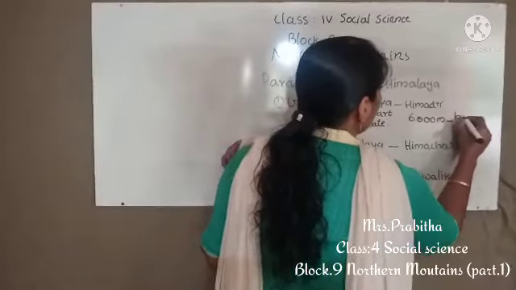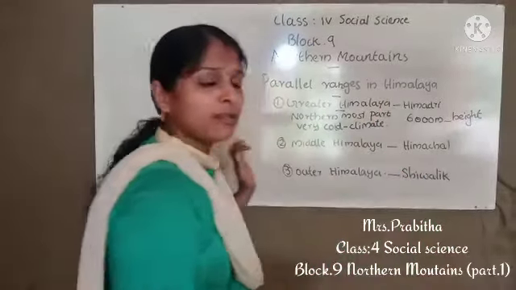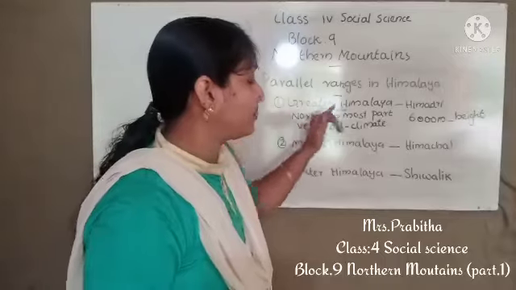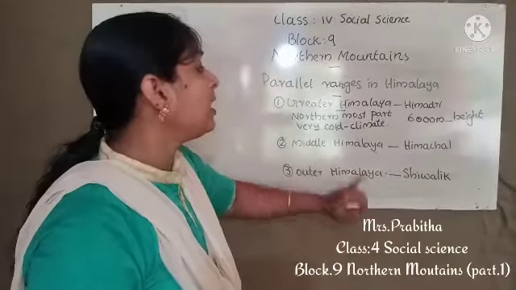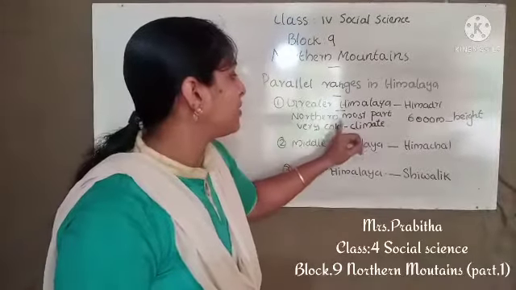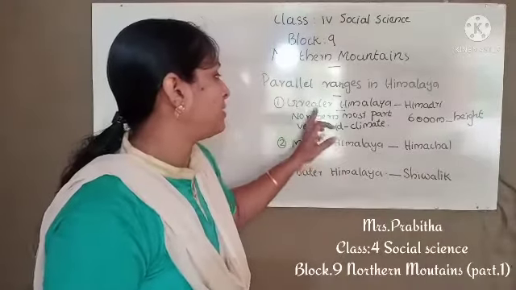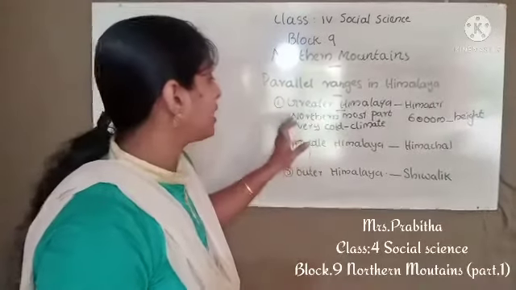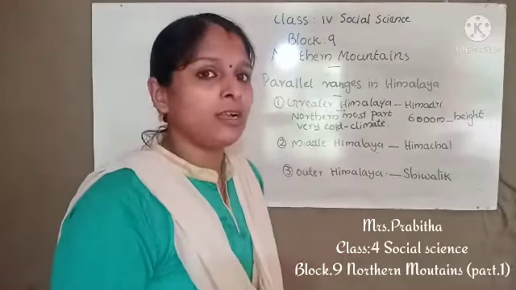The average height of Greater Himalaya is 6,000 meter. It is also called Himadri. The northernmost part of Himalaya is Greater Himalaya, that means the upper part of Himalaya. Here the climate is very cold, so life is very difficult.